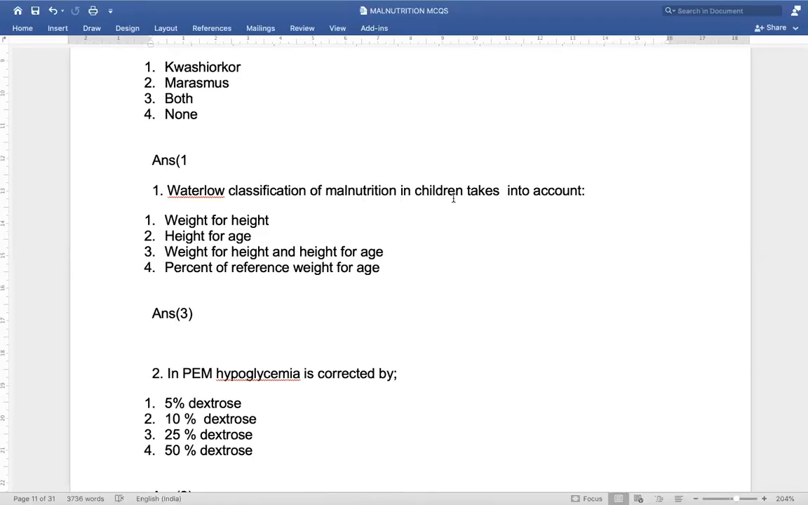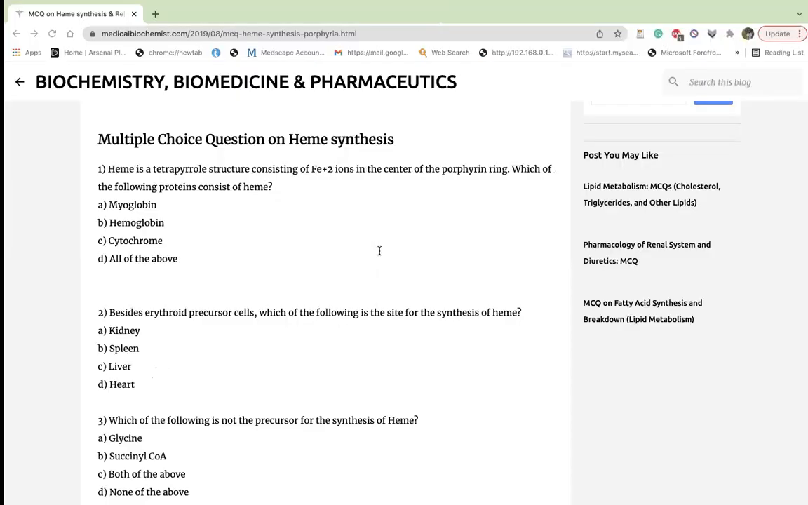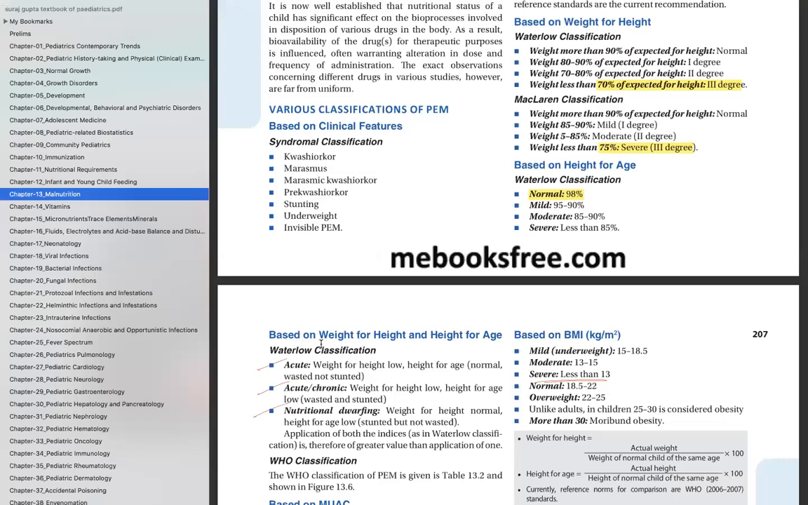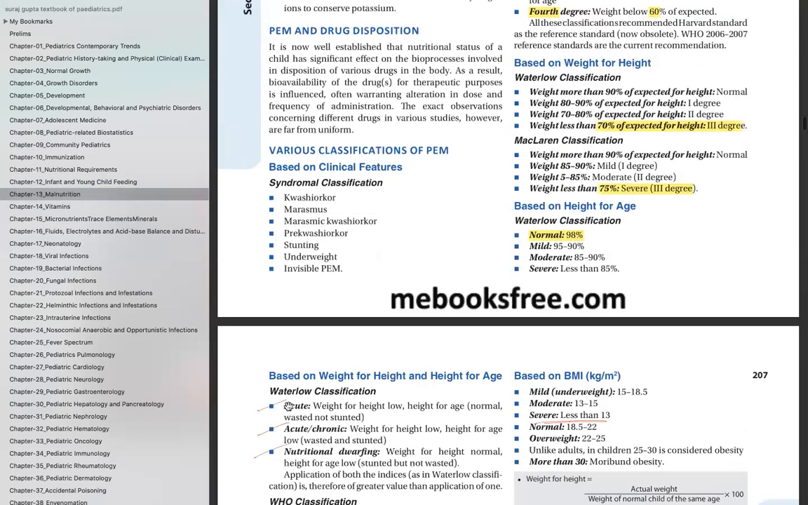So Waterloo classification for malnutrition takes into account both weight for height and height for age. There is a separate classification for weight for height and for height for age. Together is what is Waterloo. Acute is when weight for height alone is low and height is normal. Acute on chronic is when weight for height is low and height for age is also low. So it accounts for both.